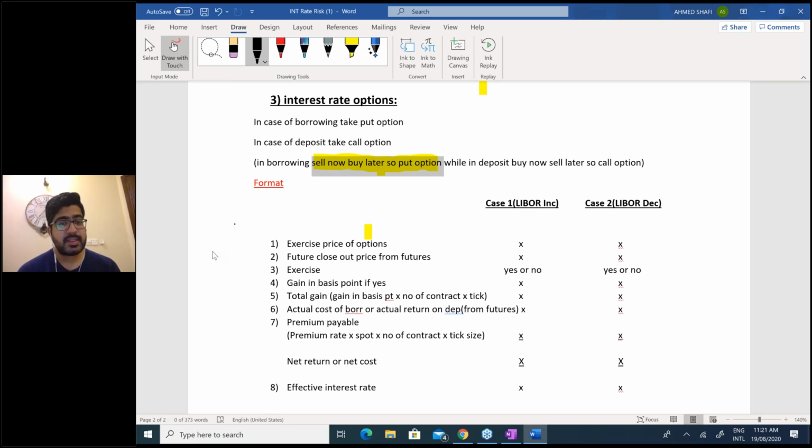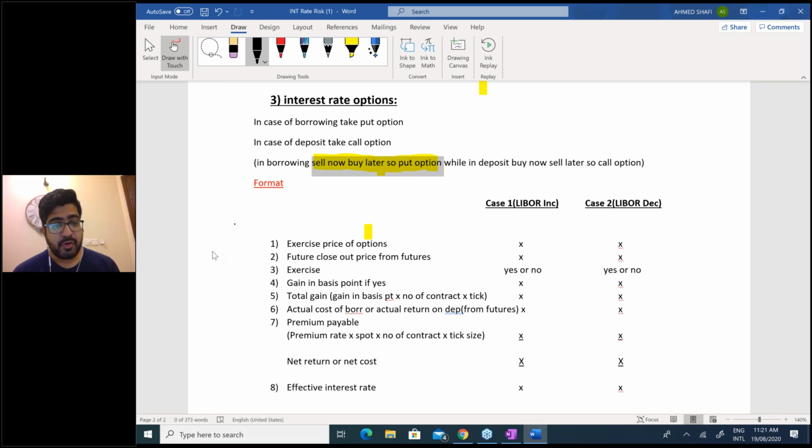Then in step 6 you need to write actual cost of borrowing or actual return on deposit. Just copy paste it from futures, as it is already calculated there. And in the last step, you need to take the premium payable, because obviously when you follow options, you pay premiums as well. Formula of everything is given. Again, you get net cost or net return depending on borrowing or deposit case. And finally, convert your answer into percentage effective rate. I have already told you the formula of effective rates above. Now, once you get effective rates of all three techniques, the FRA, futures and options, you just need to compare all of them and decide which is the best one.